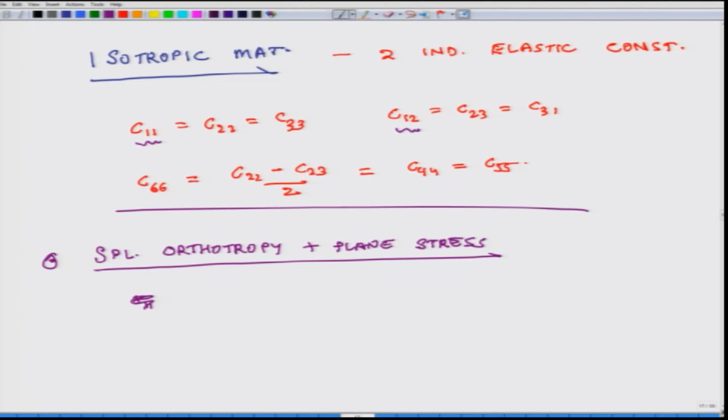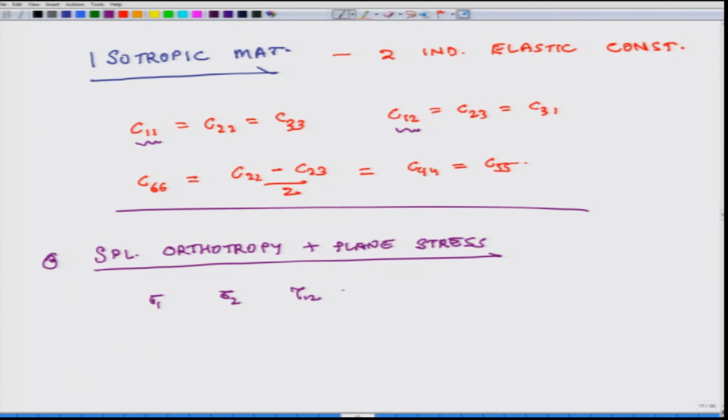You will have only, suppose, sigma 1, sigma 2 and tau 1 2. All other stresses, sigma 1 3 is out of the 1 2 plane, sigma 2 3 is out of 1 2 plane, sigma 3 3 is again out of 1 2 plane. So, we have only stresses in a particular plane. Now, it could be 1 2 plane or 2 3 plane or 3 1 plane. So, in this case we are just considering 1 2 plane. So, if that is the case, then we say all other stresses are non-existent.